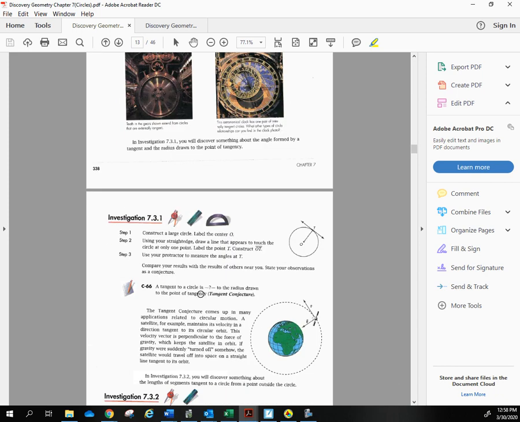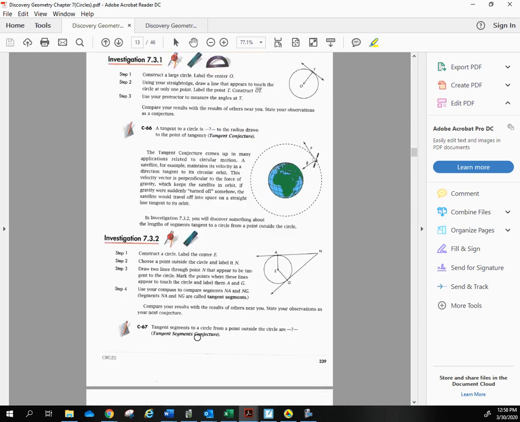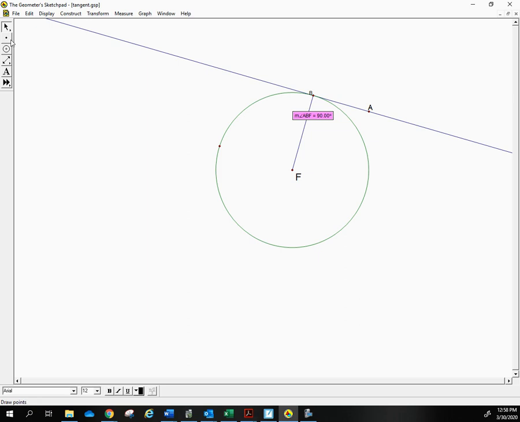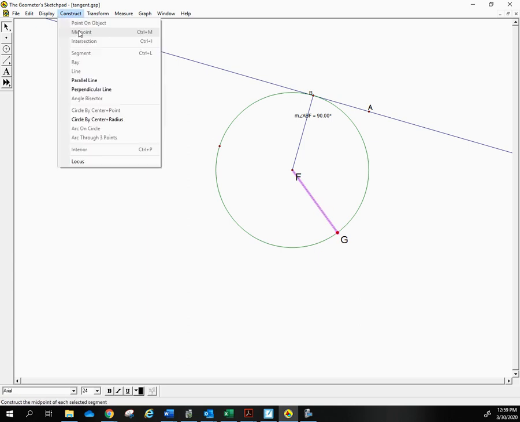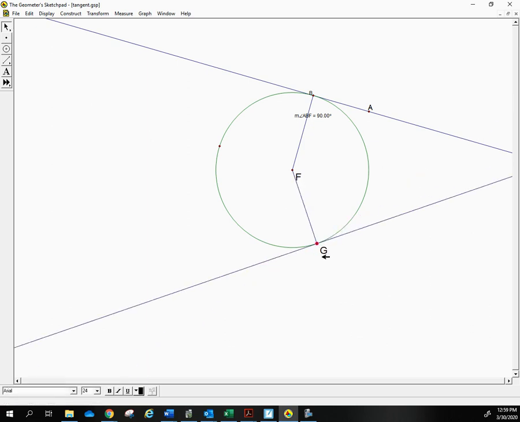So that led us through conjecture 66. Then coming over here to 67: if we have two tangent lines that intersect at a common point. If I came over here and constructed another tangent, let's say it goes through point G, now that you know it's perpendicular, you can draw the radius right here and construct a perpendicular line through G, perpendicular to the radius.